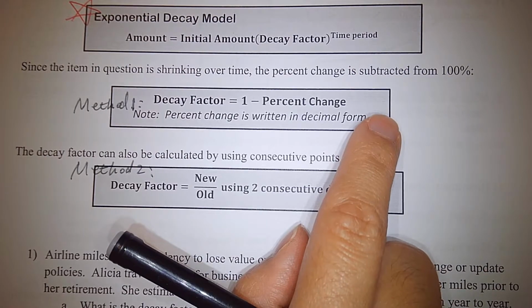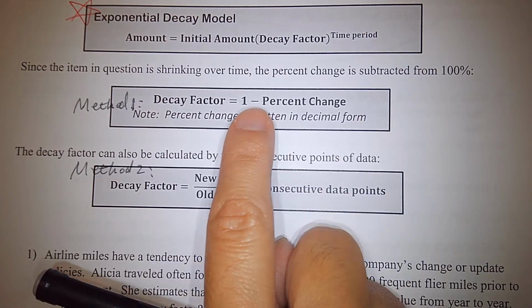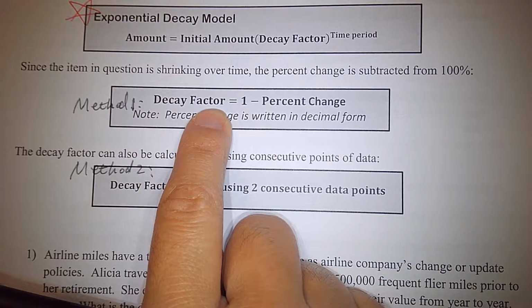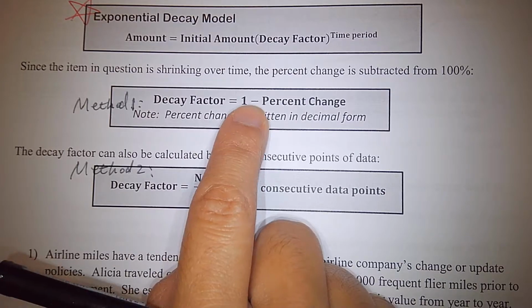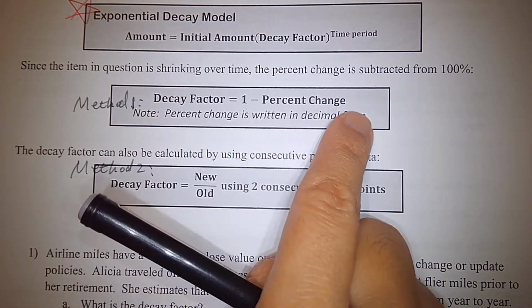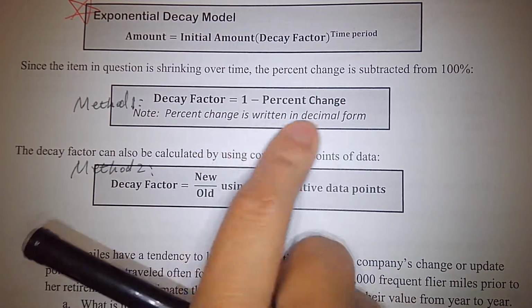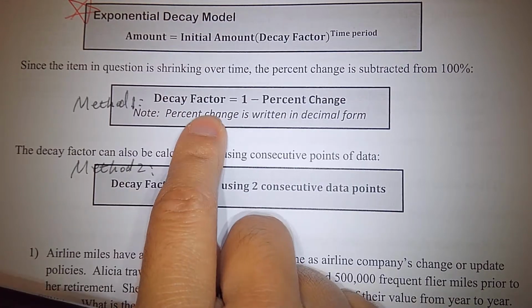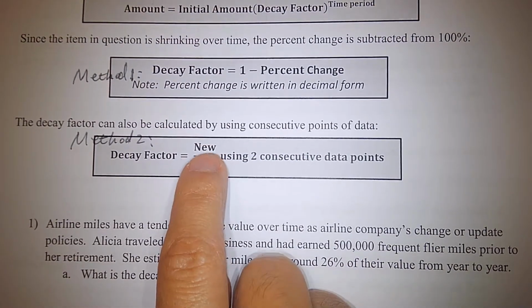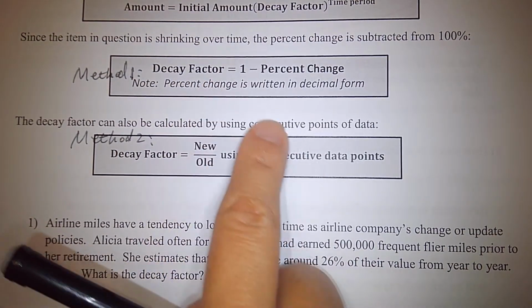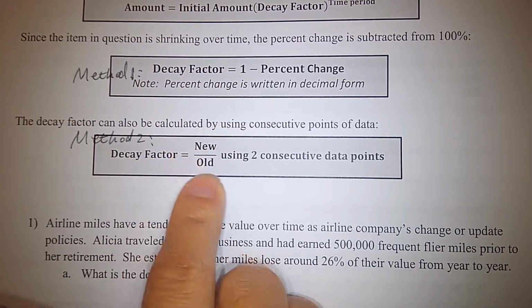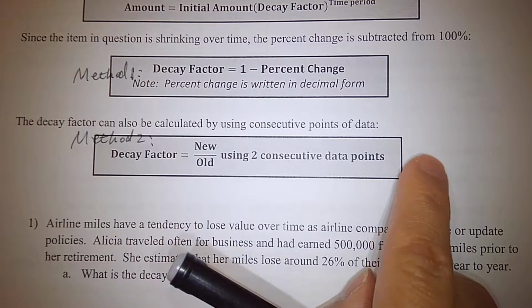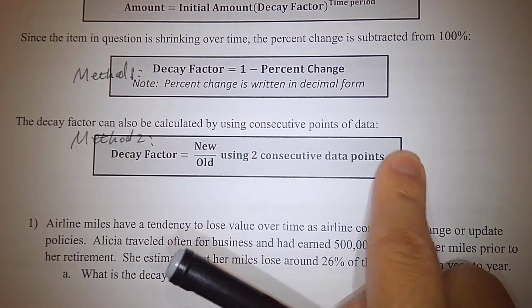Remember from the previous growth model question, what is a growth factor? 1.06. That decimal is greater than 1. For the decay factor, the result will be less than 1. And because the values are decreasing, the new value is smaller than the old value. So of course, new divided by old will also be a decimal less than 1.